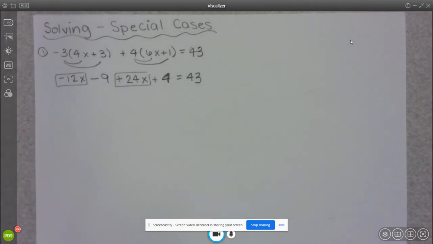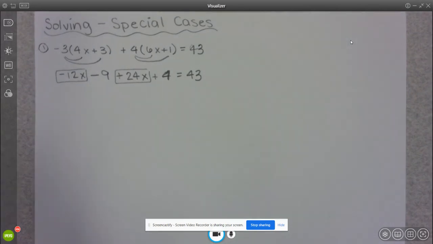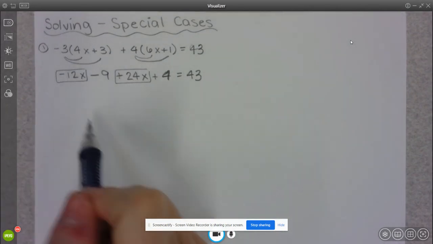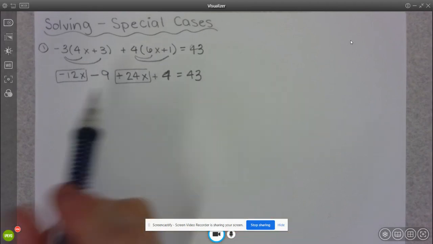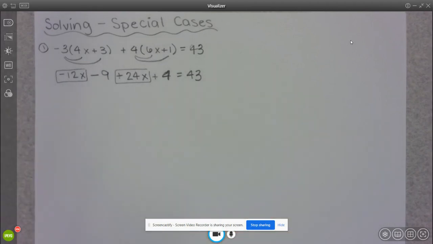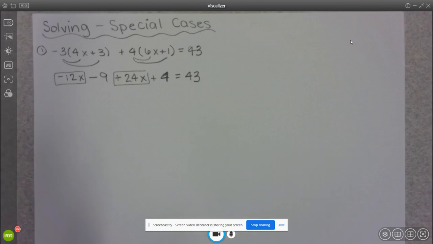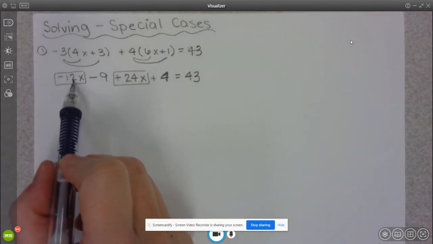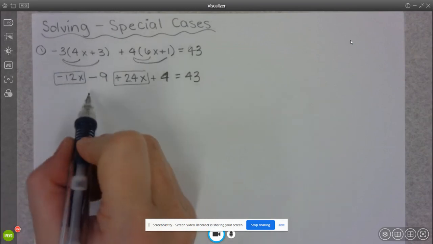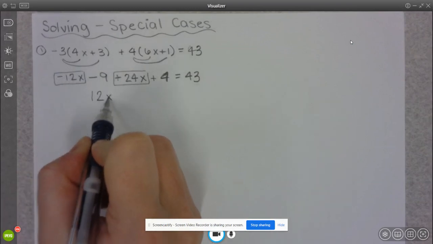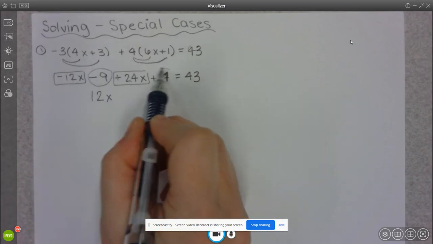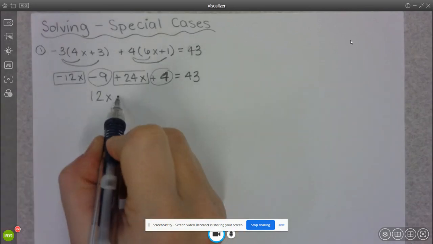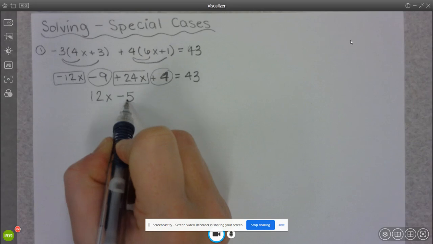And so instead of adding 12x to this, like I would if I was moving 12x to the other side, I'm actually going to combine the coefficients. So 24x and negative 12x combined together give me 12x. And then I need to combine my constants, which are also like terms, and negative 9 plus 4 gives me negative 5.